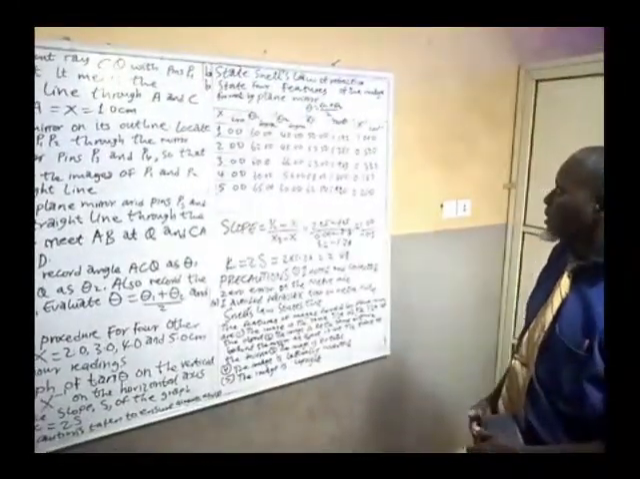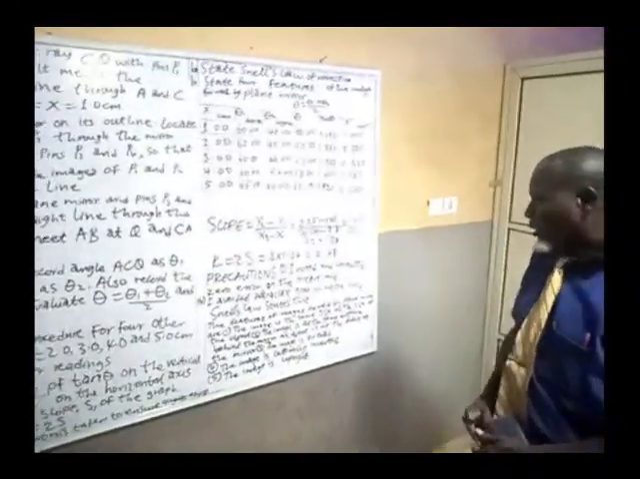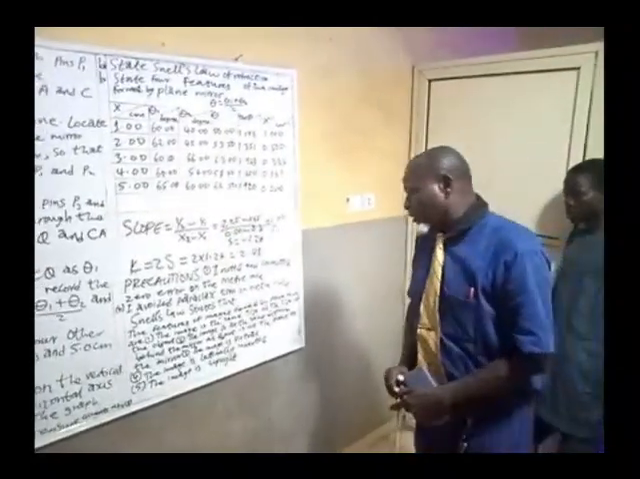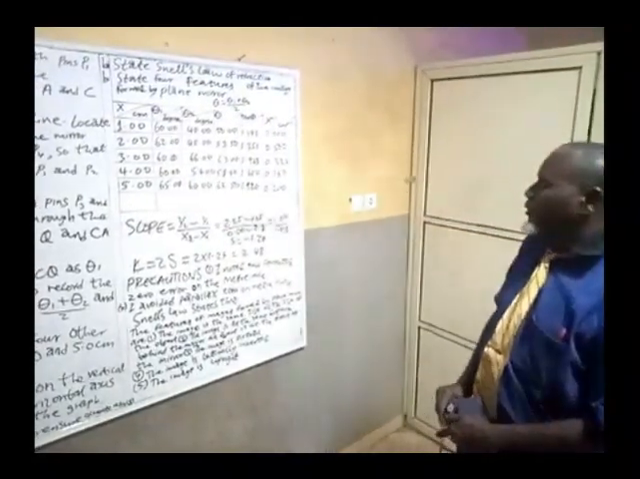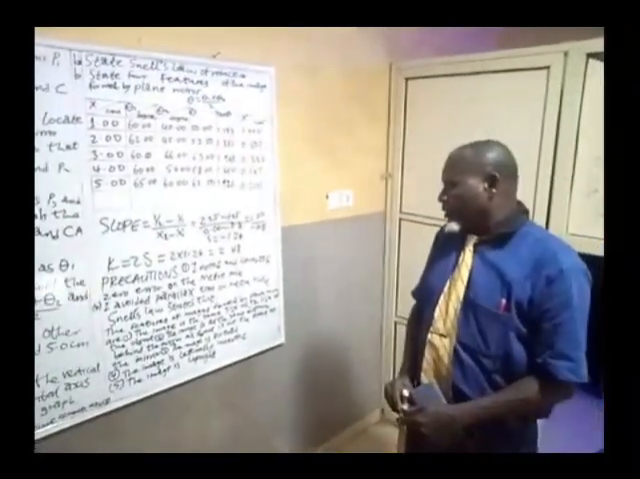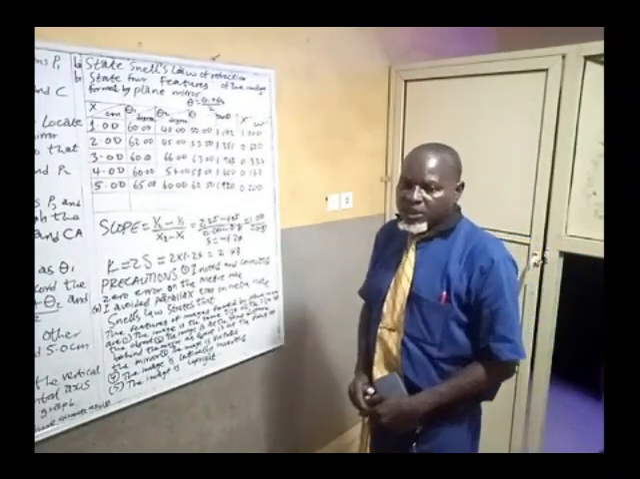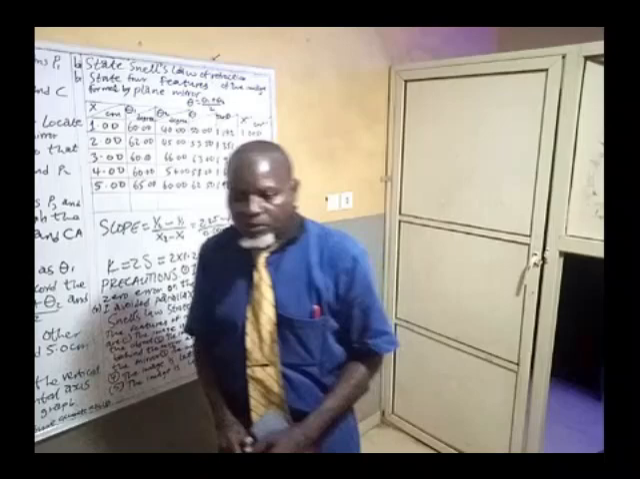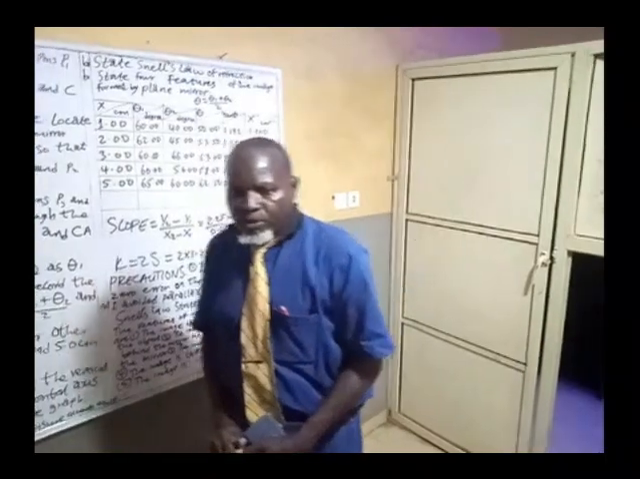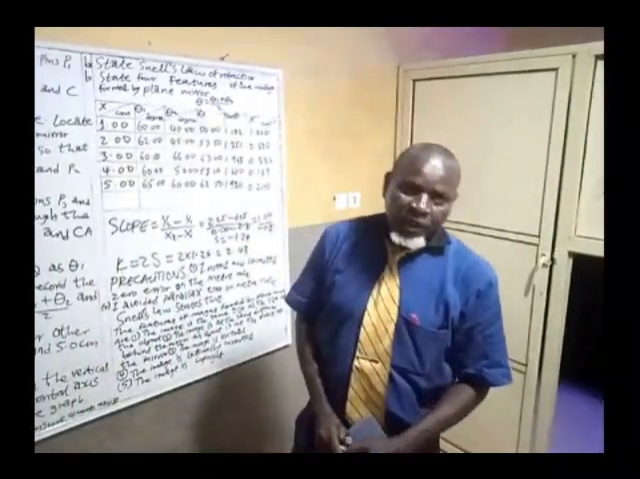B1. You are directed to state Snell's law. Snell's law states that the ratio of sine of angle of incidence to the sine of angle of refraction is a constant for a given pair of media.